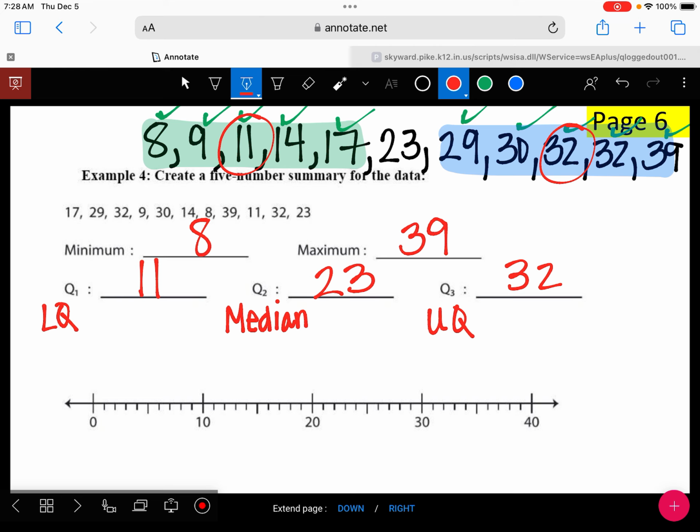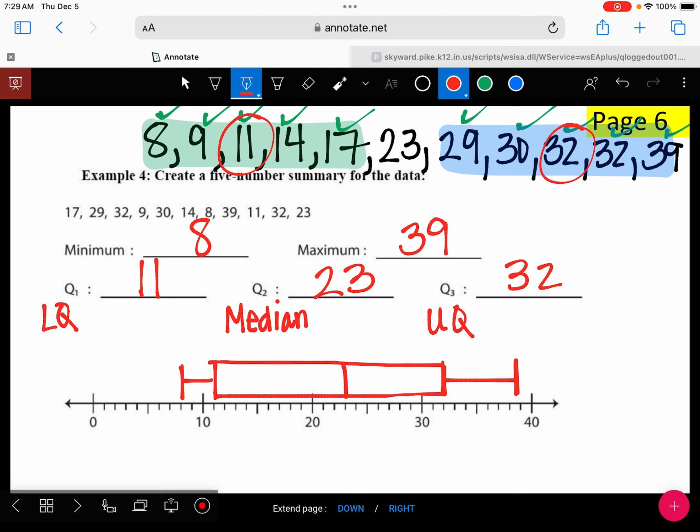All right, let's go ahead and put our dashes. And I realized that on the homework, you have to number your line. So we didn't put numbers on there. You have to figure out how you want to count on your homework. All right, so 8, 39, 11, 23, 32.